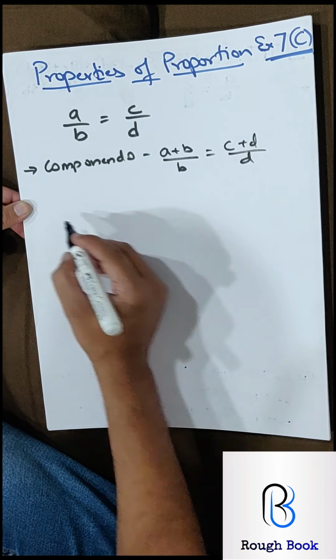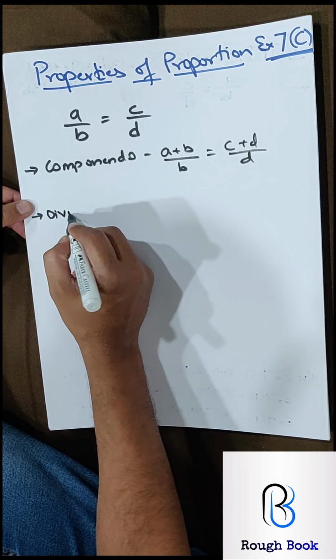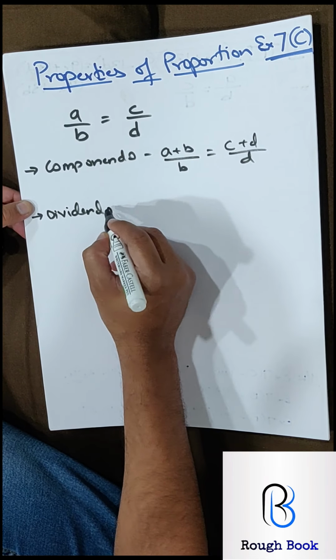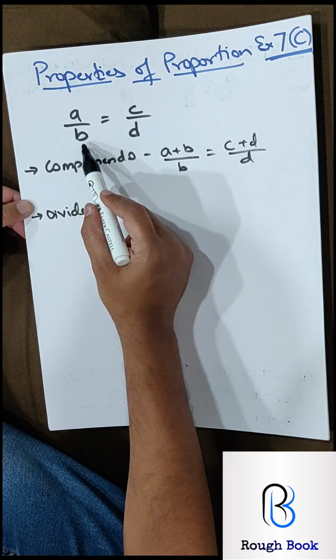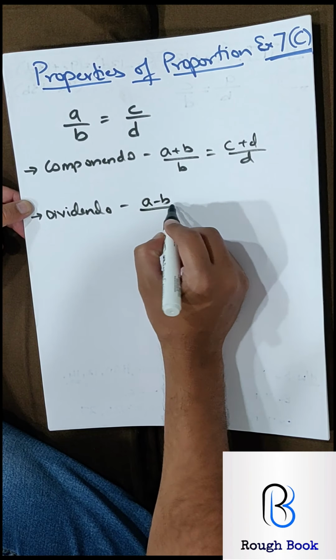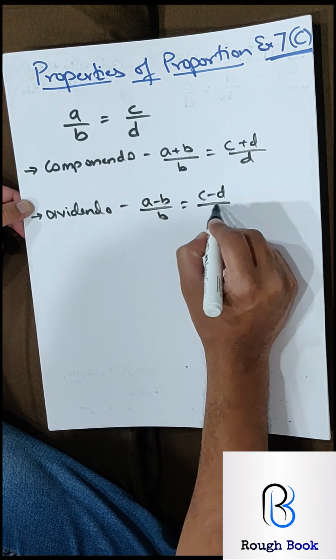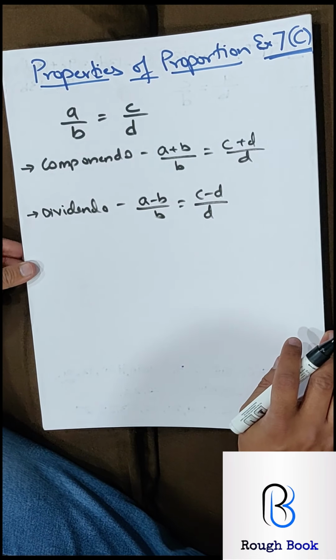So here we see componendo. The second one, dividendo. So when they say dividendo, the denominator gets subtracted from the numerator on both sides. So we get the second part.